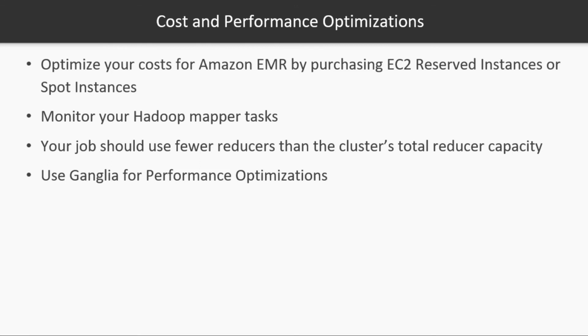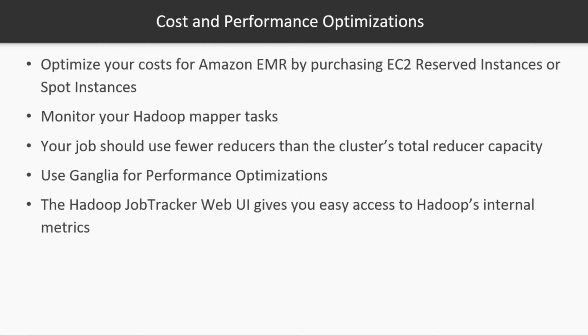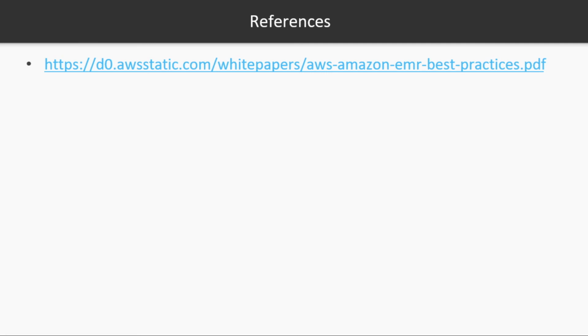Use Ganglia for performance optimizations. The Hadoop Job Tracker Web UI gives you easy access to Hadoop's internal metrics, which can be used for tuning Hadoop jobs. For additional reading on this topic, please use below links.